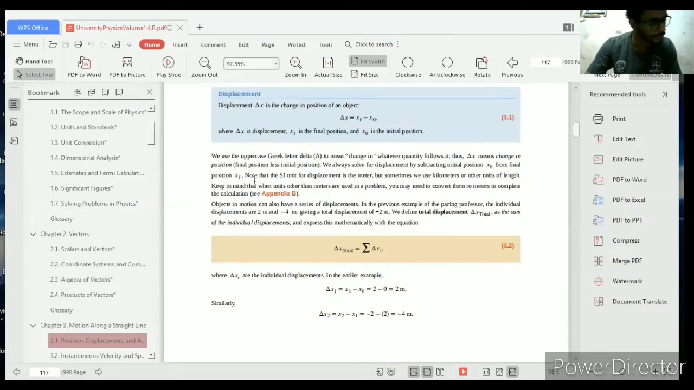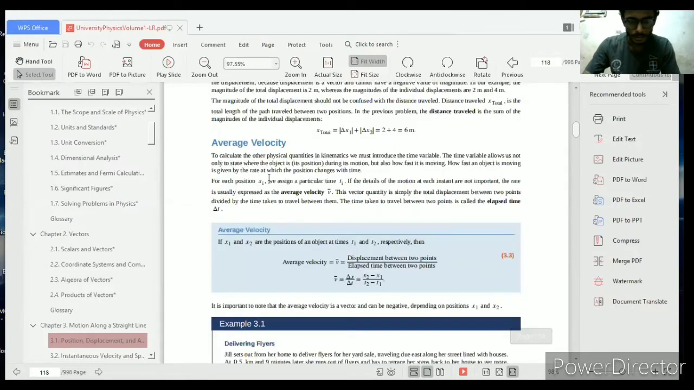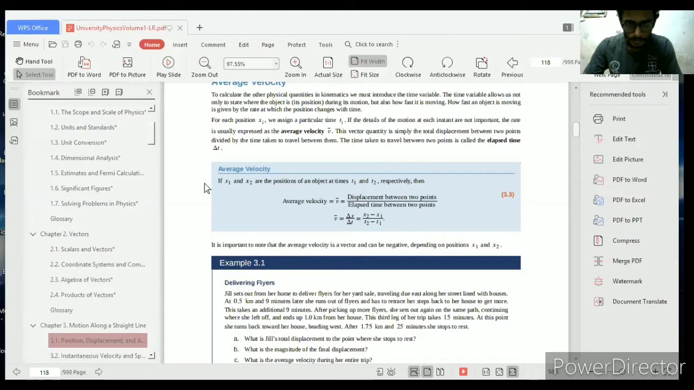Then comes speed. Speed is a scalar quantity. That is the total distance traveled divided by the total time taken. Then comes the average velocity. Average velocity is total displacement divided by total time taken. So you get average velocity. Here the formula is.